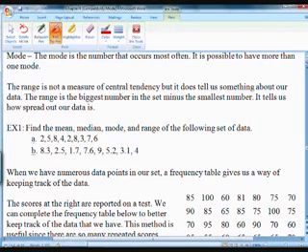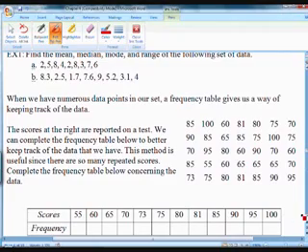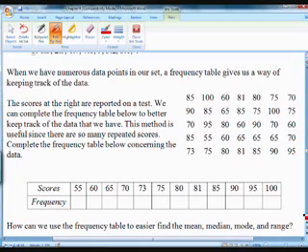Nearly done. Next part just gives us a way of kind of keeping track. If we've got a ton of numbers, it shows you how to do a frequency table. This is really easy if you watch.